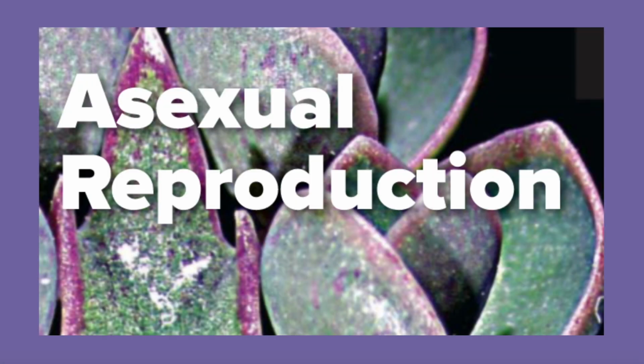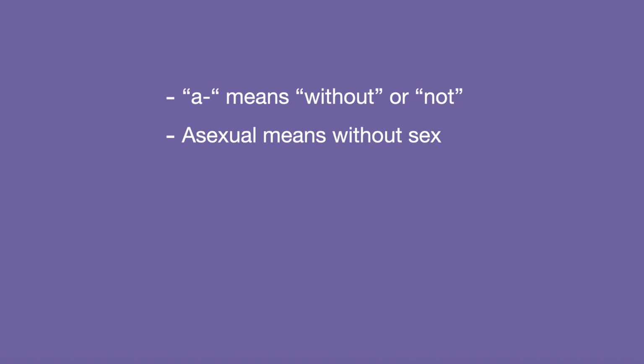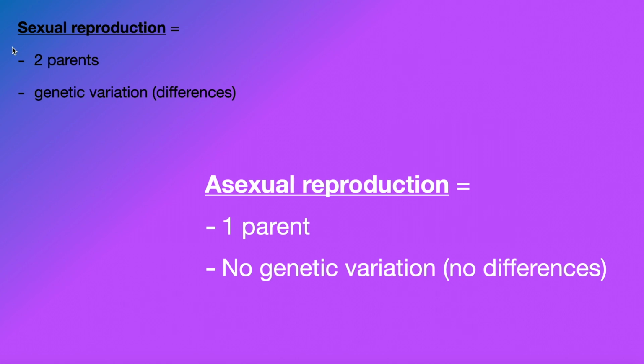This is part 2 to chapter 1, Asexual Reproduction. Remember, a as a prefix means without or not, so asexual literally means without sex. Now before, we've talked about sexual reproduction. Two main takeaways. Sexual reproduction is two parents. Asexual reproduction, there's only one.